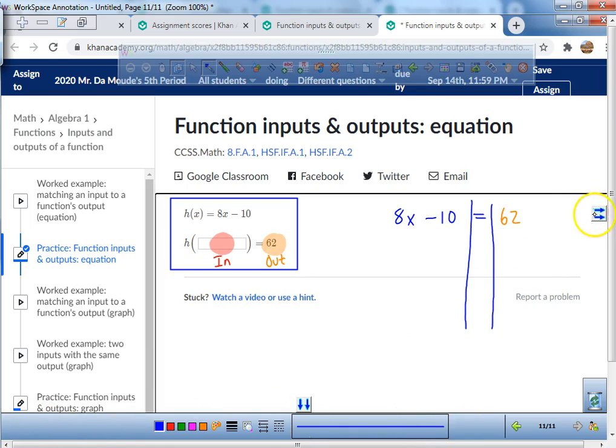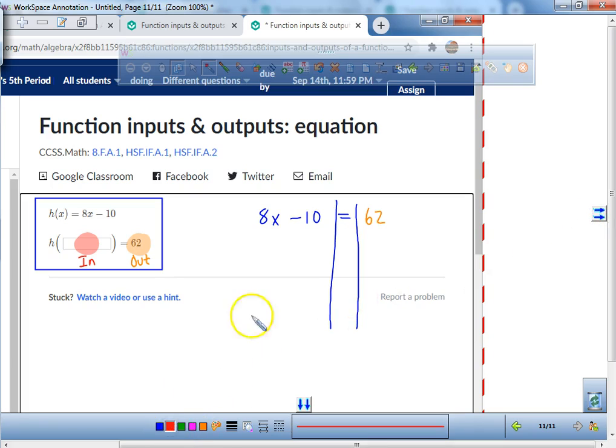Anyone want to volunteer how I get rid of a negative 10? Go ahead, I can hear you. You're right, add 10 to both sides. Excellent. Add 10 to this side, add 10 to this side. All right, what do I have left now on the left-hand side? Yeah, 8x, you're right. 8x equals, and then here we have 62 plus 10. That gives us 72. And then, once again, what are we allowed to do? We're allowed to do one last thing. We get to divide both sides by 8.